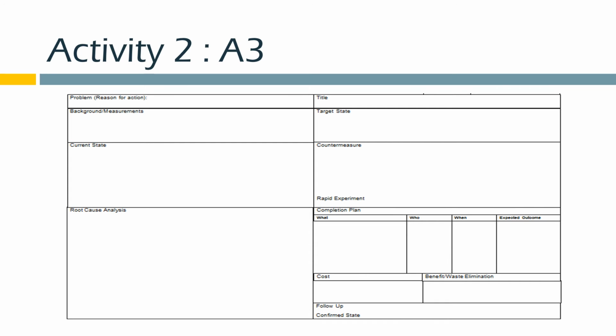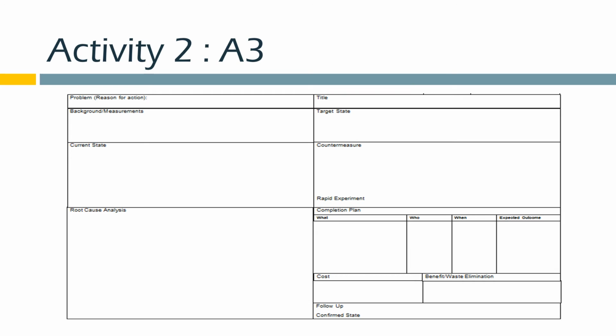Okay, let's talk a little bit about activity number 2. This is called the A3. This is the size of an A3 paper. This table is presented in an A3 size paper where you'll be able to write down your problems, write down the title of your project, what is the background or measurements that you're taking, or how that problem started.